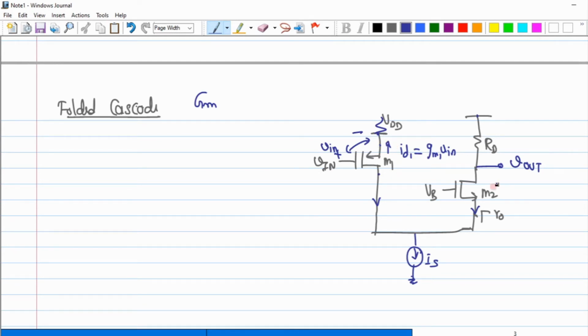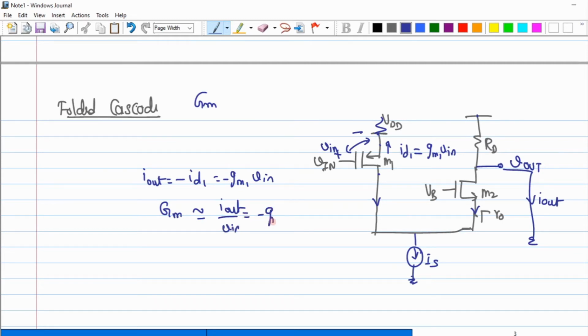And this current should flow out of this circuit as I out, right? So it flows in the opposite direction, due to which I out is written as minus ID1, which is minus GM1 times Vin. So I out by Vin will give us the same value of GM1 itself. This is again an approximated result. I have not included all those R0 and other terms here. Does it make sense? The current that I am looking at is the current that is flowing here.